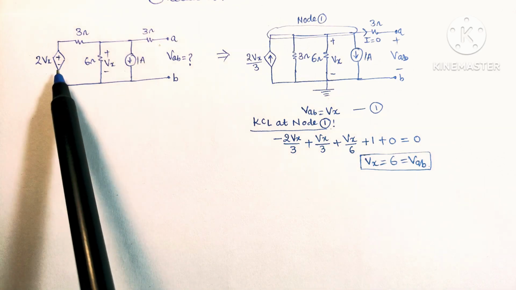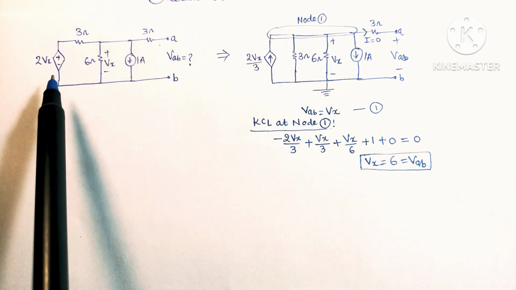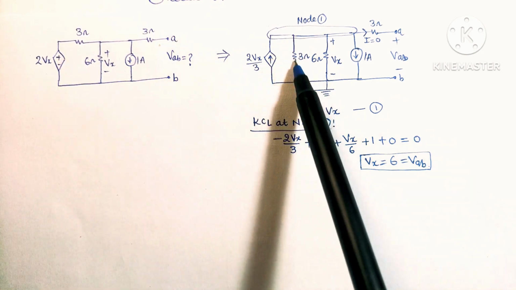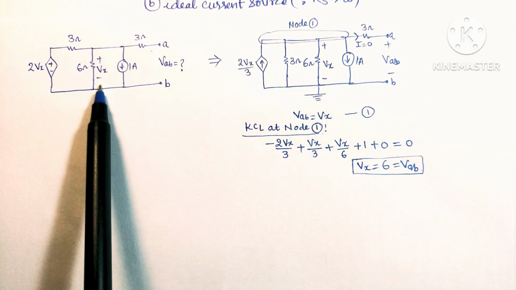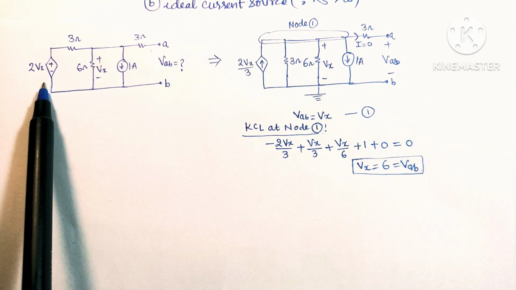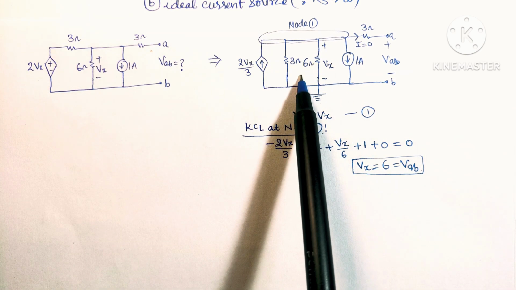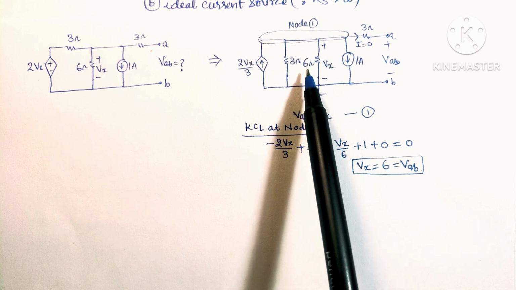So we can convert this voltage source into a current source. The direction of the current source should be in the direction of the positive sign of the voltage source, and this 3 ohm resistance will be in parallel to this current source. Now we have to remember that this voltage Vx, the controlling voltage of this voltage source, should not be changed during our conversion. Here Vx is across the 6 ohm resistance, so we have not touched this resistance during our source transformation.